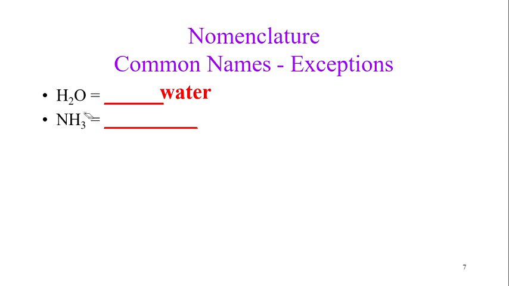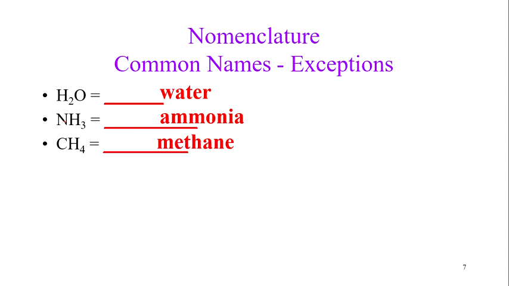NH3, this is another commonly used compound in chemistry. This is a molecular compound because we have nitrogen and hydrogen. We call that ammonia. Ammonia is the name of this formula, NH3. CH4, this is another molecular compound or covalent compound. This molecule has this name, methane. Methane is the name of that.